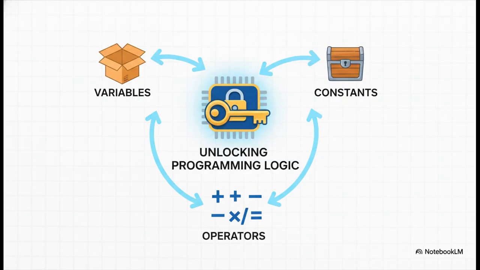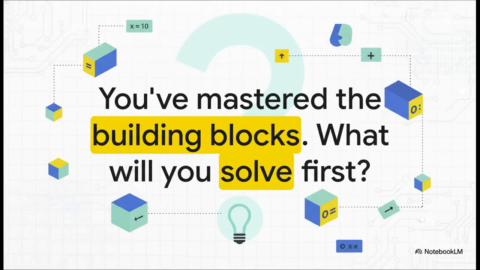Storing data in variables, locking down data with constants, and then using operators to mash it all together and make things happen. If you can really get your head around these 3 fundamental ideas, you've pretty much cracked the code on how almost all programming logic works. So, there you have it. You've got the tools. You understand the basic grammar for talking to a computer. The only question left is, what problem are you going to solve first?